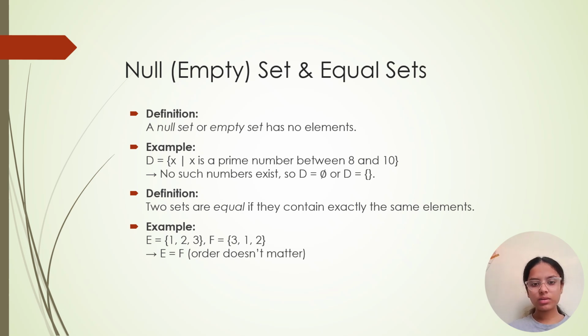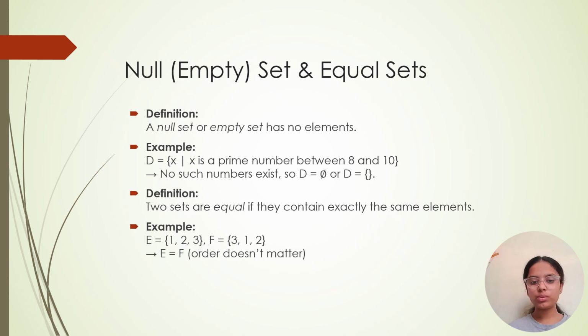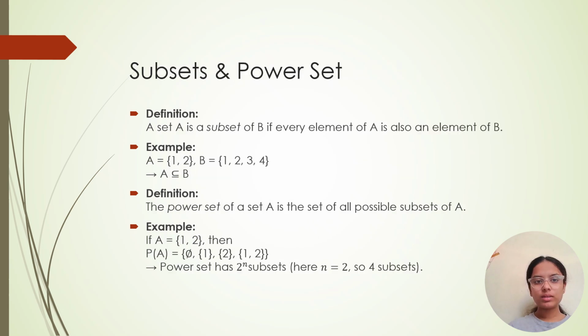Next, coming to the equal sets. It can be defined as two sets are equal if they contain exactly the same elements. For example, we have set E equals 1, 2, 3 and set F equals 3, 1, 2. So they have the same elements. So we can say that they are equal sets. So E equals F, order doesn't matter.